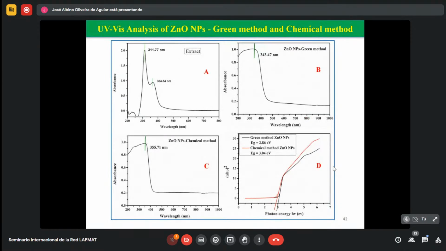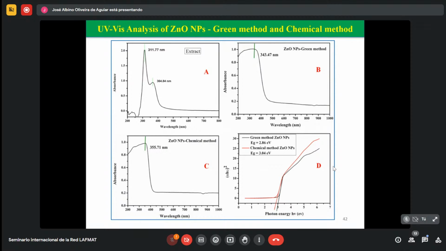Yeah, so this is the zinc oxide nanomaterial, chemical method and green method. While looking at the chemical method, this is the UV analysis. It shows the absorption band. But in the case of the green method, each metal oxide shows a specific absorption band at 343 nanometers. While looking at the chemical method, it is 355 nanometers.